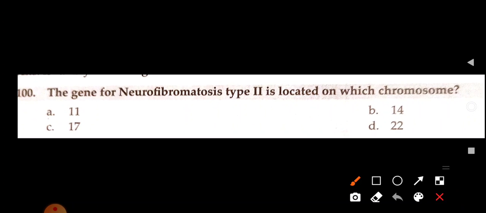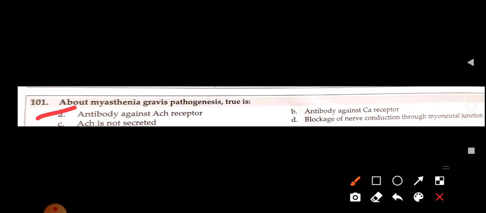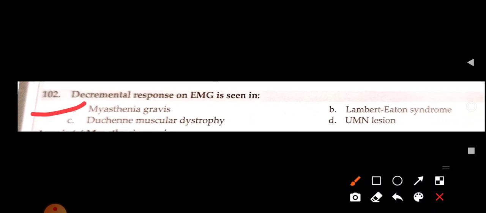Now, the gene for neurofibromatosis type 2 is located on which chromosome? Remember, type 2, chromosome 22. Remember the trick, okay? Now, about myasthenia gravis pathogenesis, true is antibodies against the acetylcholine receptor. Decremental response on EMG is seen in myasthenia gravis, whereas in Lambert-Eaton syndrome, we see incremental response.